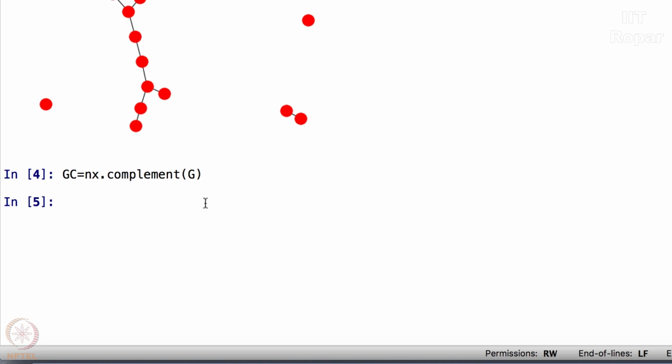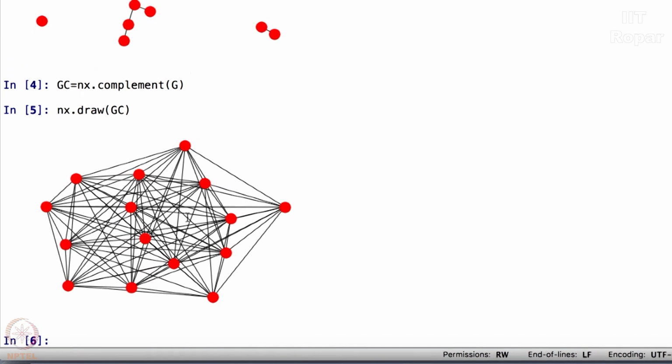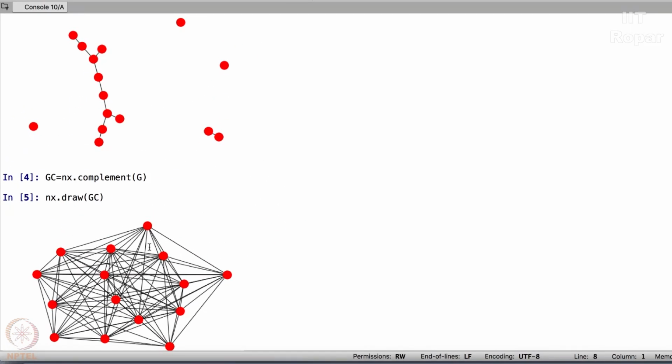Let us now draw GC. So nx.draw(GC). Do you see that this graph is connected? We had earlier drawn a graph G, and now the complement of graph G, which was disconnected, is connected. We had seen this, if you remember, in the previous week, that the complement of a disconnected graph is always connected.